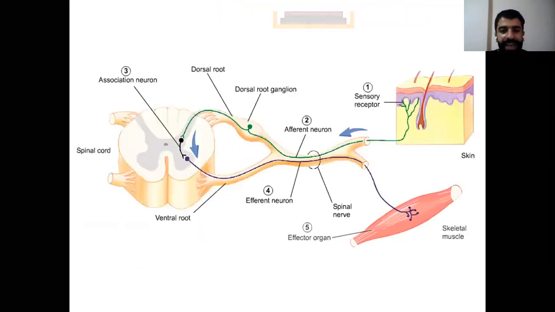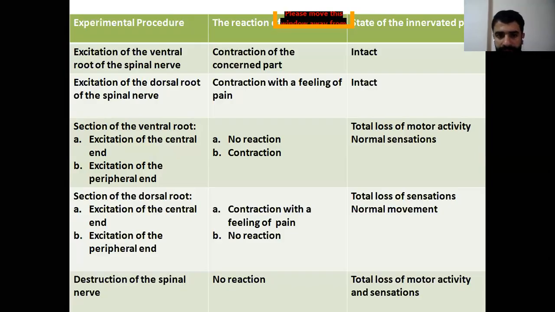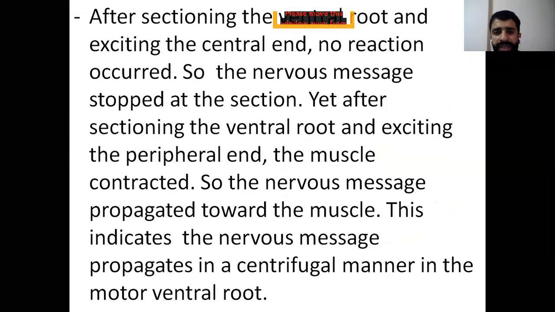Okay? This experiment talks about the pathway of the nervous message. We said that we have sensory, then afferent, then we go to the associated neuron, or interneuron, then to the efferent neuron, toward the effector organ. This experiment is Magendie's experiment. I'm going to talk about this in detail next week, about Magendie's experiment and what happens during this experiment as well. Okay?